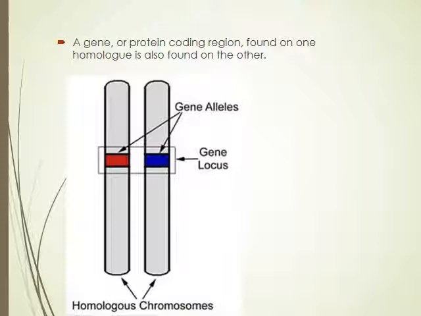A gene is a polypeptide encoding region. Polypeptide's a series of amino acids, right? It has the information to build one polypeptide. And it's found on a chromosome. These genes are DNA sequences found on a chromosome.